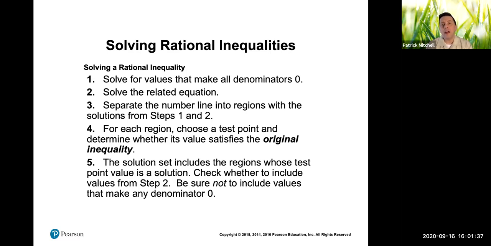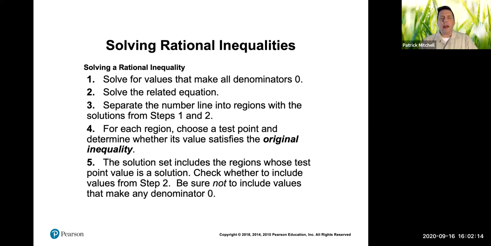All right, so at this point, you have a bunch of boundary points. You have the values that make any denominator 0, and you also have the solutions to the related equation. So we're going to take all those boundary points and plot them on a number line. From this point on, it's basically the same as what we did with polynomial inequalities. And then for each interval that is created by those boundary points, you choose a test point, determine whether its value satisfies the original inequality.